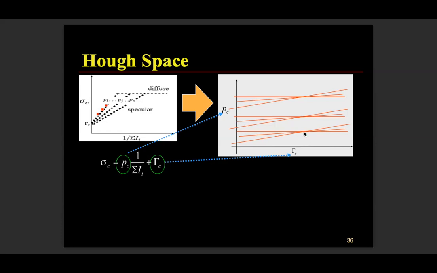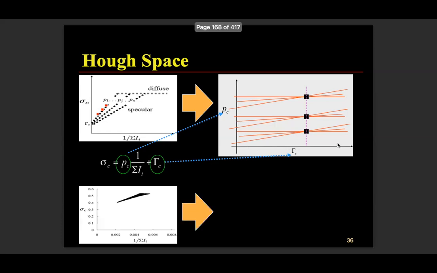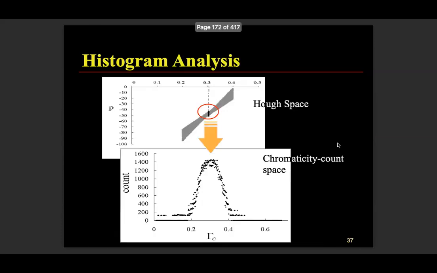If we find the intersections, then we count them. We count every intersection on the gamma axis. We count how many intersections of the lines there are here. And then the peak here will give you your gamma value.